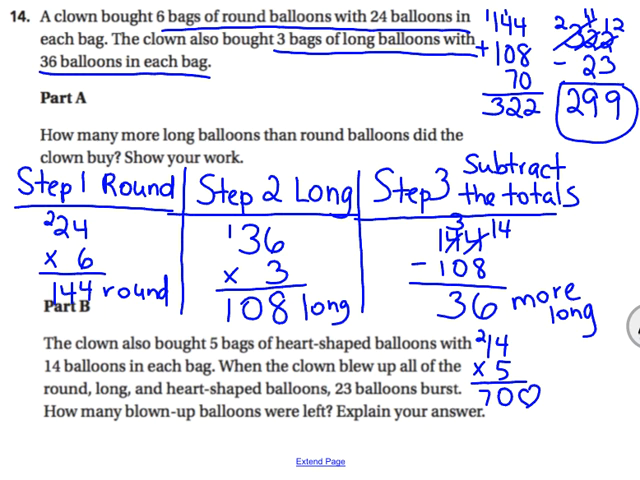So how many blown up balloons were left? There were 299 balloons blown up, okay, in the end, right? Don't worry, we're not going to ask you to explain this one, all right? So I know it says explain your answer, but on your test, you will not have to do that, okay?